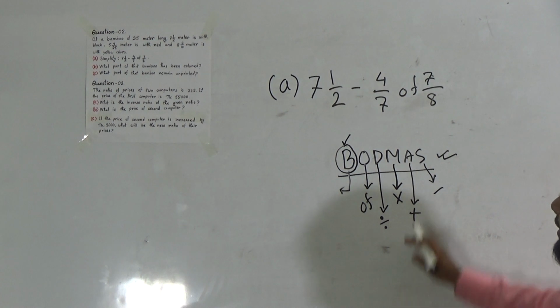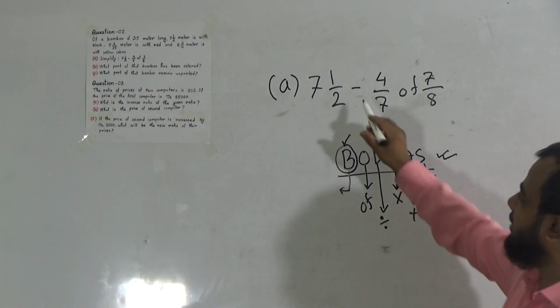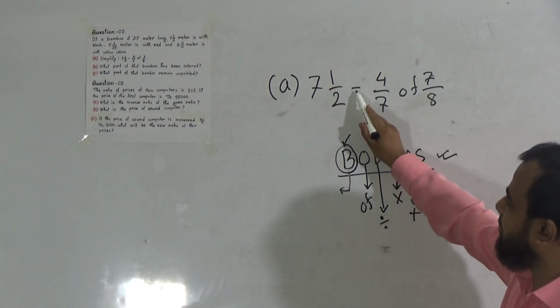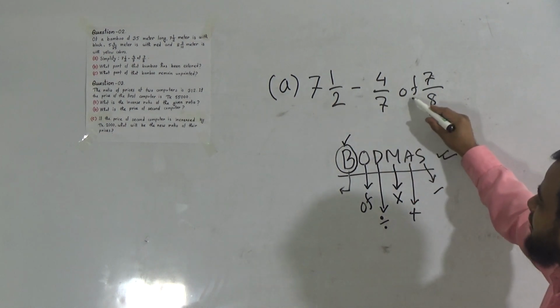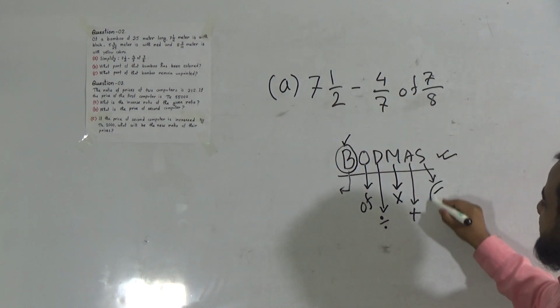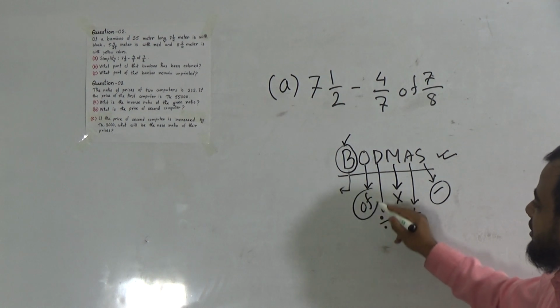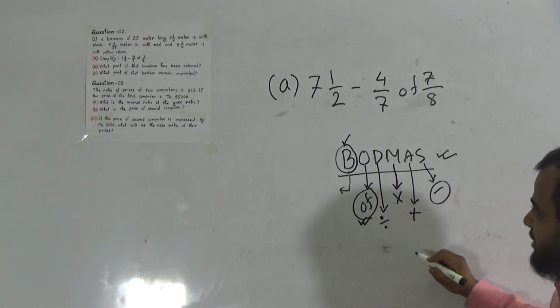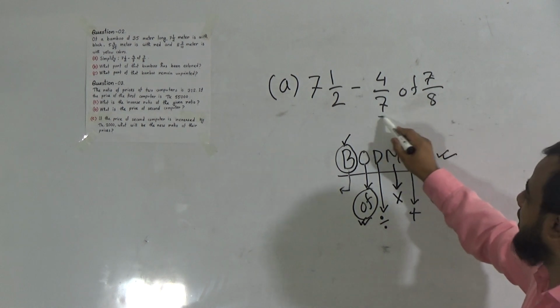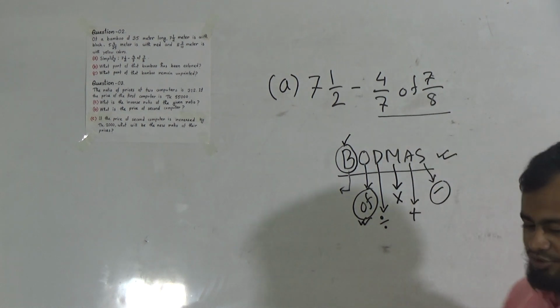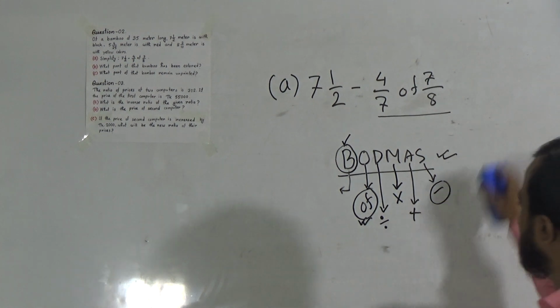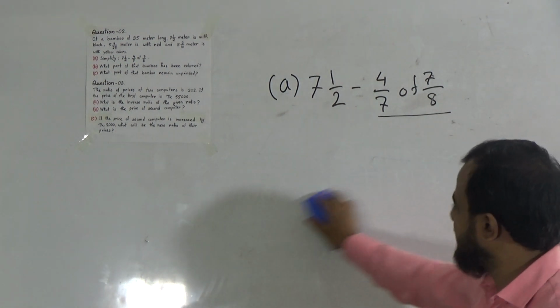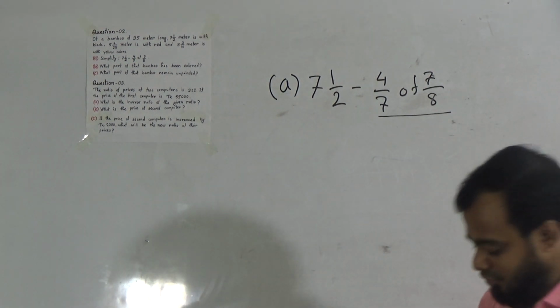In this simplification, we have only 2 signs. One is the subtraction sign, the minus sign, and the other is the "of" sign. What sign will we do first? We have to do the "of" work first, right? That means we have to do this one first. Now, "of" means nothing but multiplication.